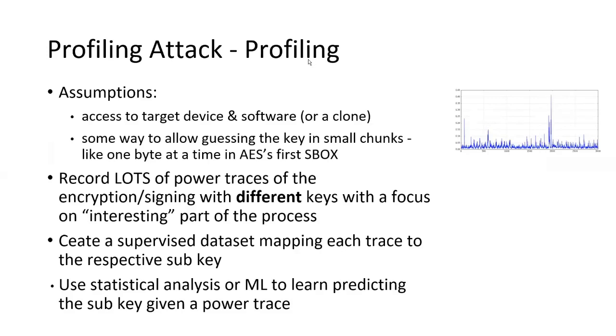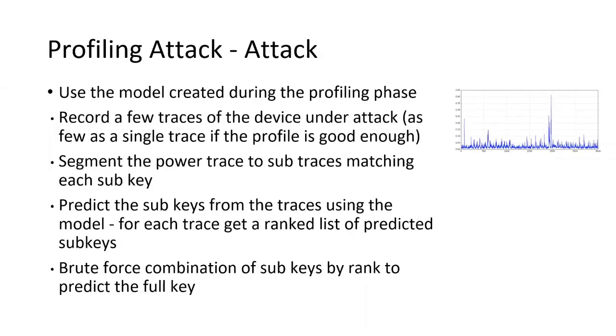We could, in theory, get as many traces as we needed. At the attack phase, we use the model we trained to predict. In this phase, we have access to much fewer traces, around 1 or 2.